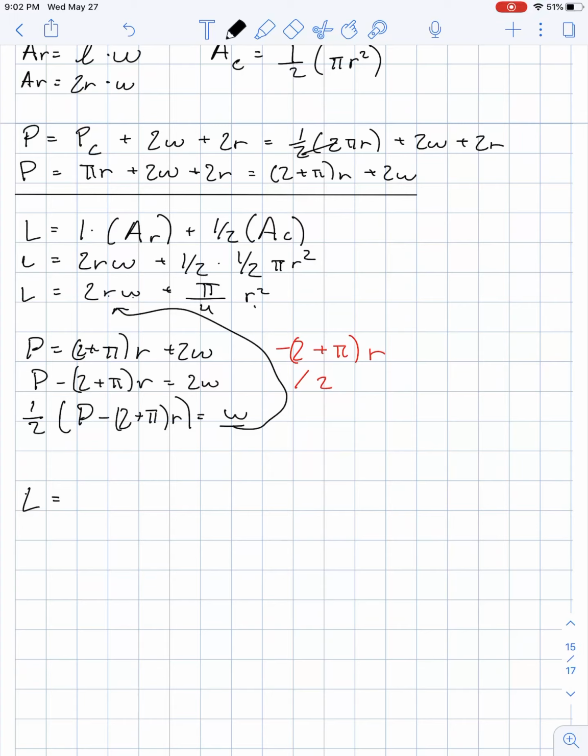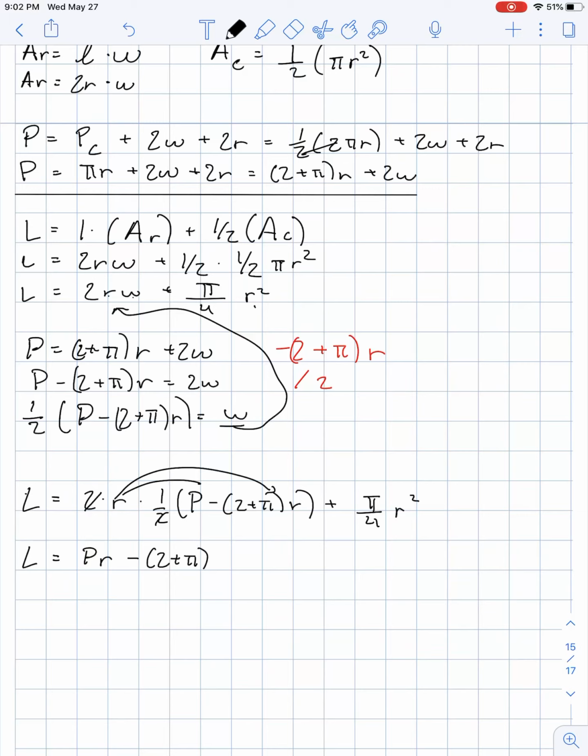Alrighty, so we get 2 times R times 1/2 P minus (2 plus pi) R, plus pi over 4 R squared. So that 2 and that 1/2 is going to cancel out. L equals, I'm going to distribute this R now. So I get P times R minus (2 plus pi) R squared. And then pi over 4 R squared hasn't changed.